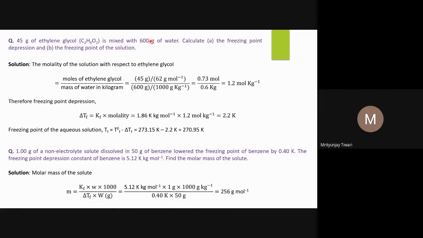Its mass is more, its amount is more. Calculate first what? The freezing point depression, and B, freezing point of the solution. First, the freezing point depression of the water that you have to calculate. So what is given? The mass of the ethylene glycol is given. Mass of what? The solute is given.